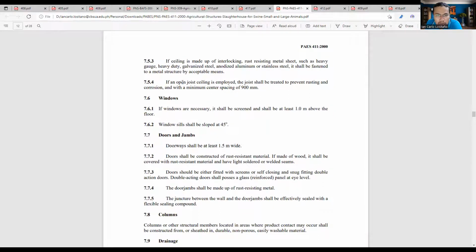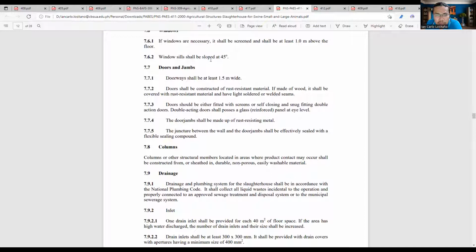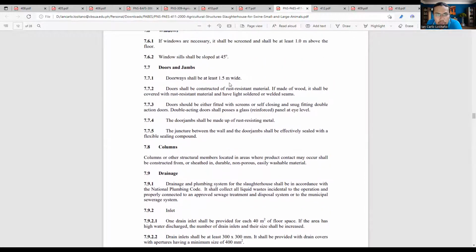Okay. If an open joist ceiling is employed, the joist shall be treated to prevent rusting and corrosion and with a minimum center spacing of 900 millimeters. If windows are necessary, it shall be screened and shall be at least 1.0 meters above the floor. Window sill shall be sloped at 45 degrees. And doors and jambs, okay, shall be at least 1.5 meters wide, shall be constructed of rust-resistant material.